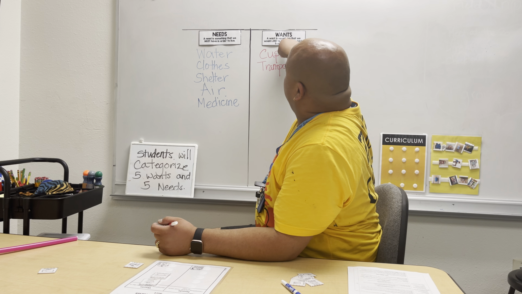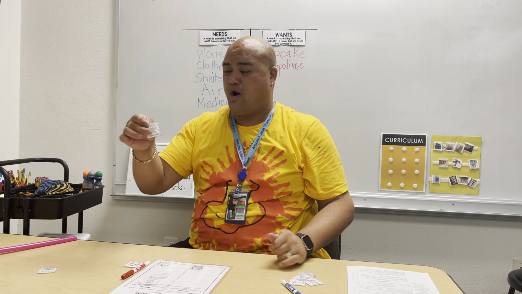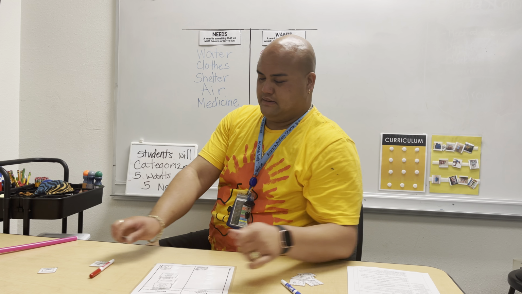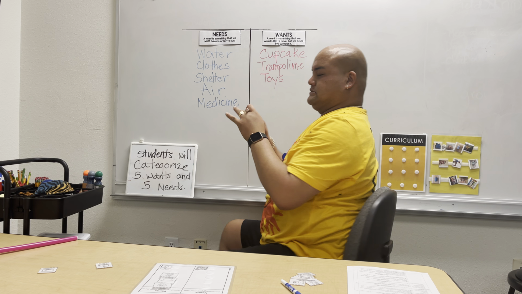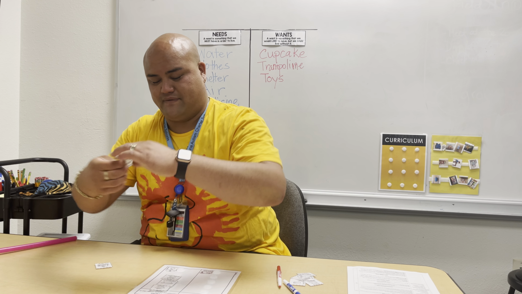The third example Mr. Devon wants to show you as a want is toys. So a teddy bear is a toy, but do we need our teddy bear or a toy to survive? No, that's just a want. The fourth example is television or video games. We want to watch TV or we want to play video games, but we do not need it to survive.